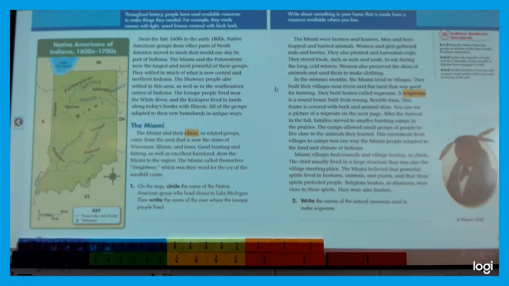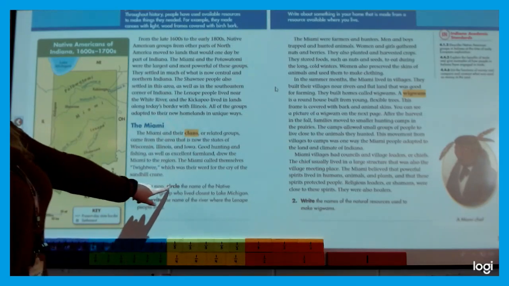The Miami called themselves Twitwi, which was their word for the cry of the sandhill crane. So I have showed you pictures of the sandhill cranes. Those are the large birds that migrate through our state, and they're very, very loud and noisy. So they called themselves Twitwi.